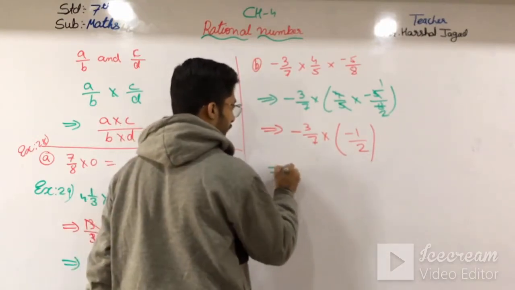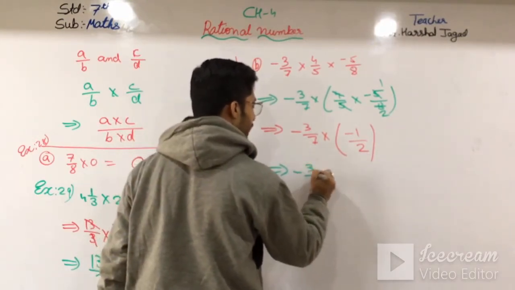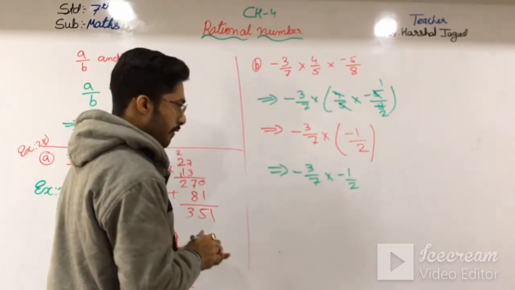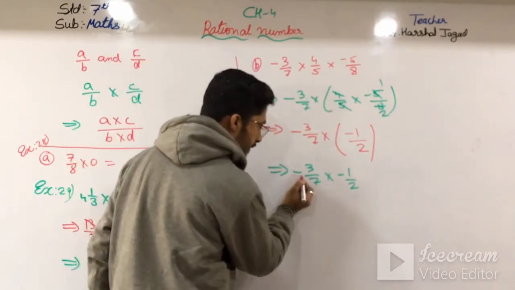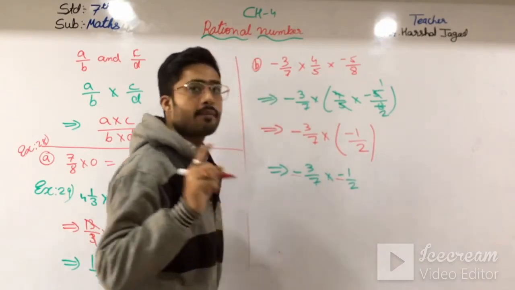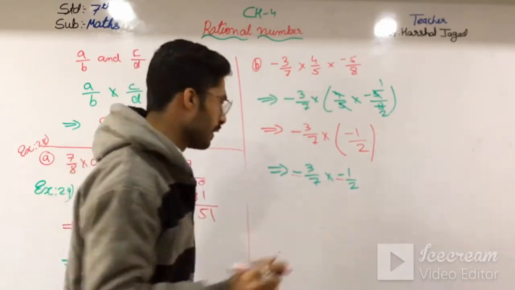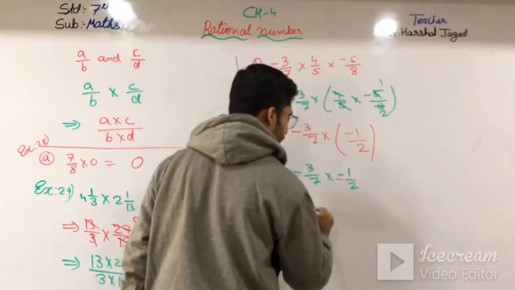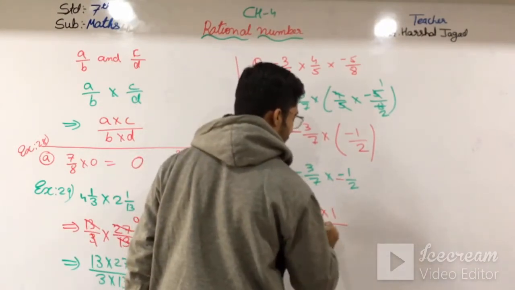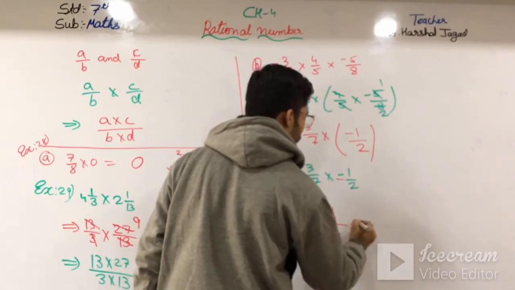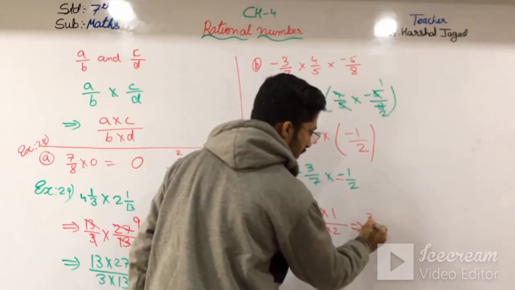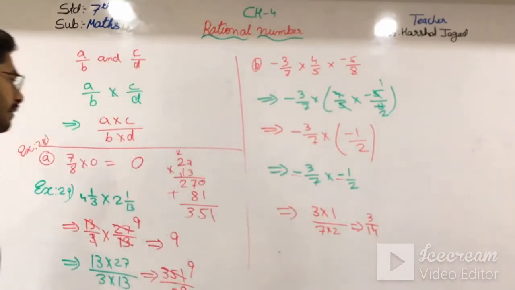So let us see what we get. Minus 3 by 7 into minus 1 by 2. Here there is minus and here is also minus, then minus minus is plus. So we will get our answer in the plus. So 3 into 1 and 7 into 2. So we will get the answer 3 by 14. Please note down this students.